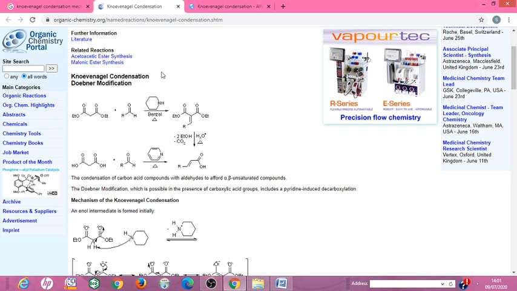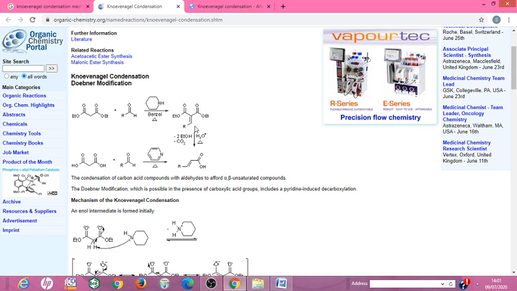We can summarize it in 2 minutes. We will take one example. Benzaldehyde reacts with malonic ester in the presence of piperidine and forms the alpha beta unsaturated ester. This alpha beta unsaturated ester, on hydrolysis, gives the acid known as the alpha beta unsaturated acid. This reaction is known as the Knoevenagel condensation reaction.